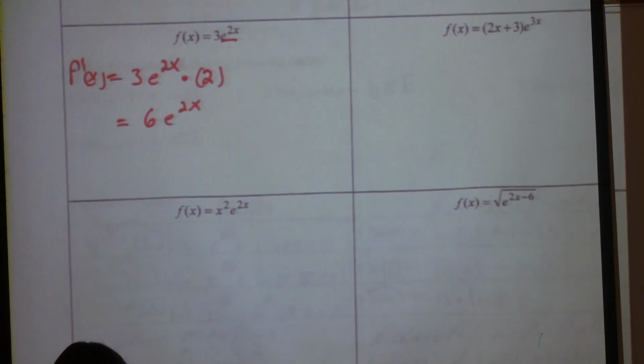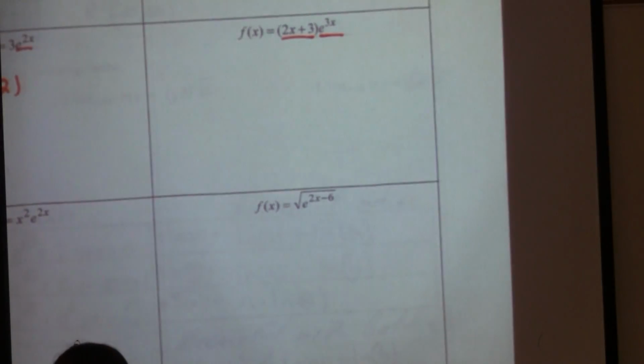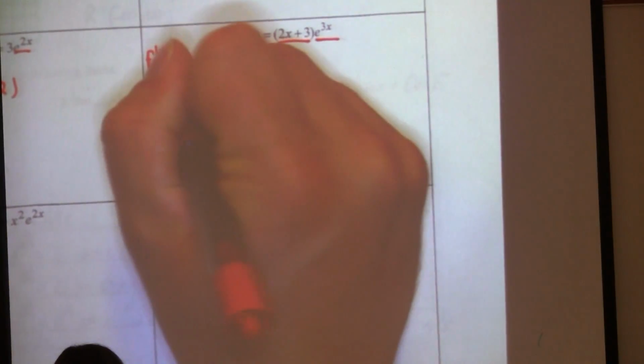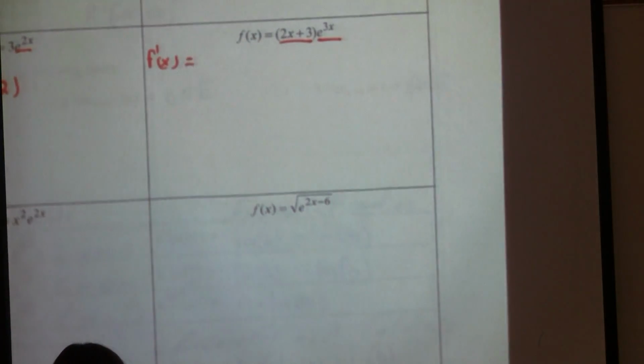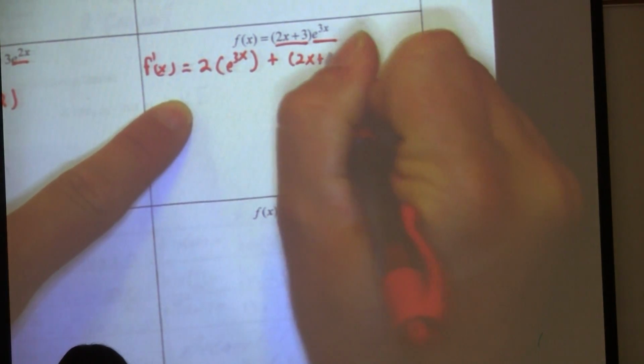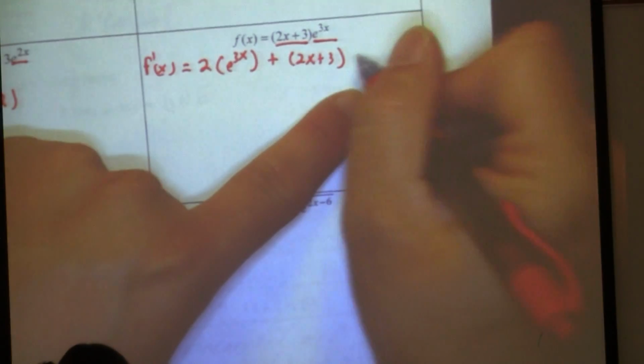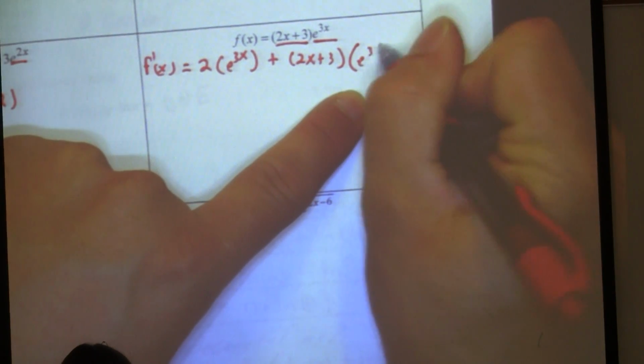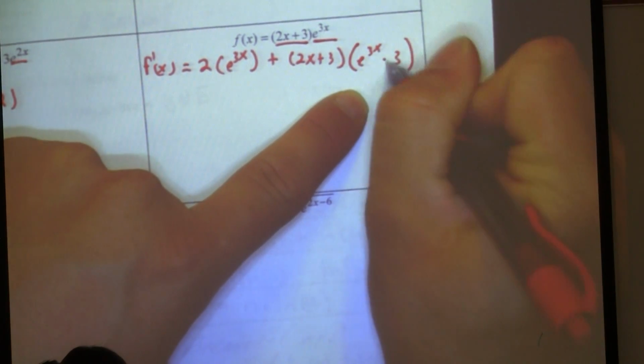Alright, now let's get interesting here. The next function, if you look at it, is the product of two functions. So I have to use the product rule. Oh, how fun. So let's do it. Derivative of the first, 2, times the second, plus the first, 2x, times the derivative of the second: e to the 3x times 3, right?